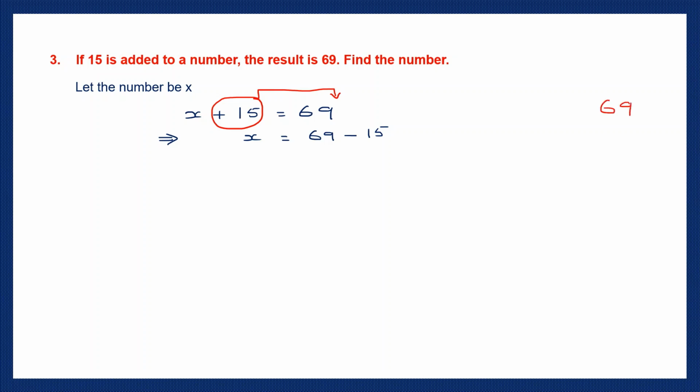So let's subtract 69 minus 15. 9 minus 5 is 4. 6 minus 1 is 5. So we get 54. So we have found the value of x to be 54, or the number. The number is 54.